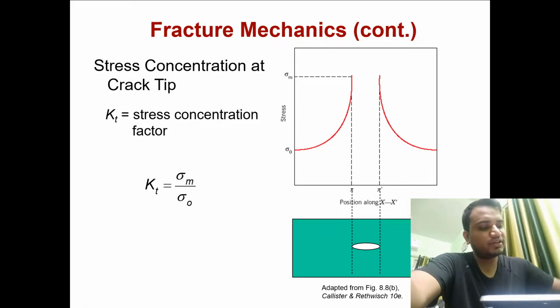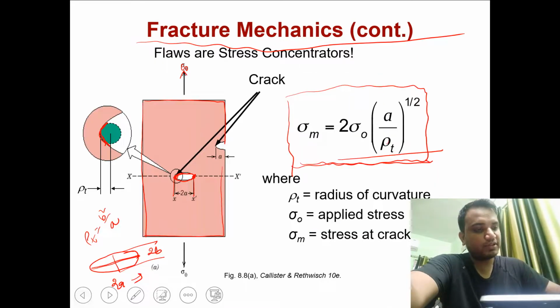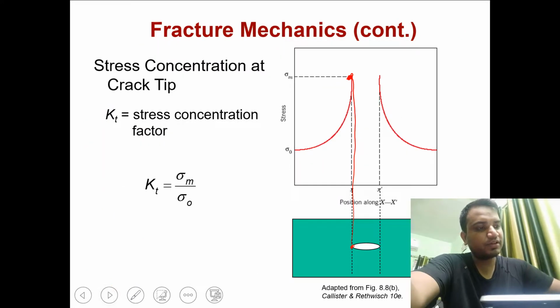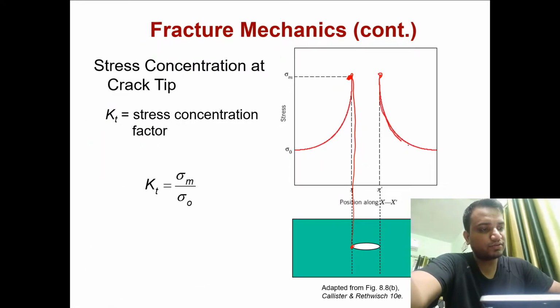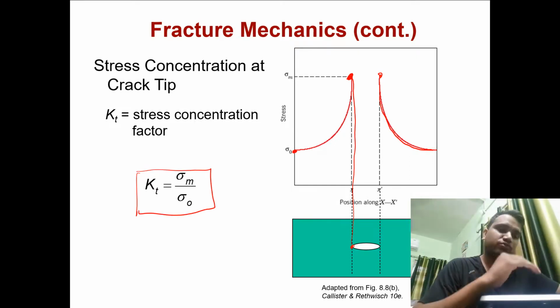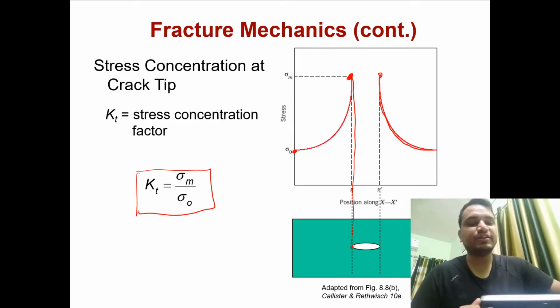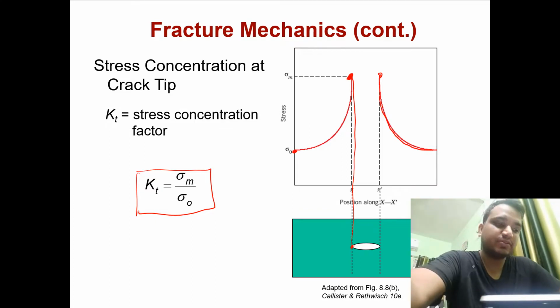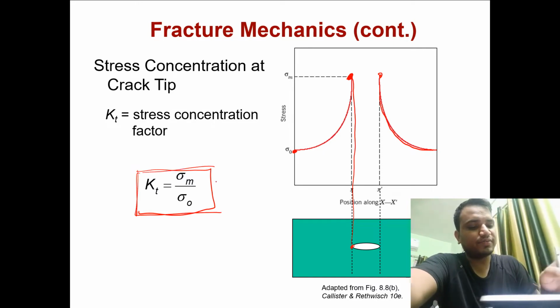Okay, so that's what is shown, that at this point you can see the stress which is there. So this is sigma m, which comes from this formula. And this increase, if you calculate, is called the stress concentration factor, the factor through which the stress is increasing. So that is called the stress concentration factor. Means at that particular point what is the concentrated stress which has increased. Okay, so this is the ratio of that.